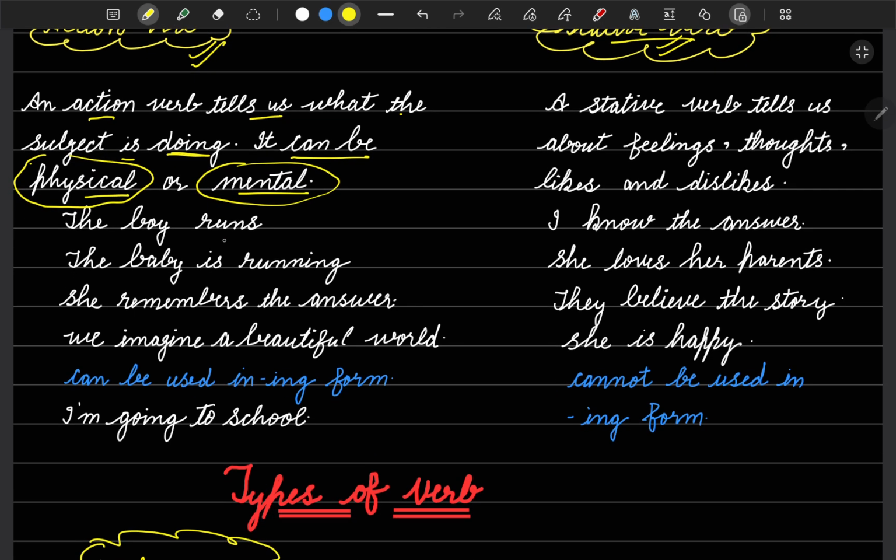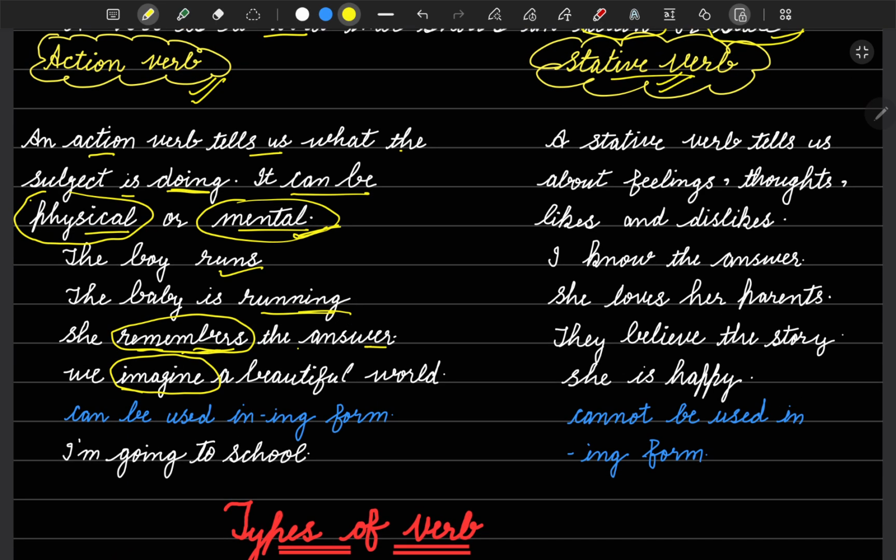For example, the boy runs. It is a physical verb. The baby is running. She remembers the answer. Remembers, recall, it is a mental verb. We imagine a beautiful world. Imagine again is a mental verb. So what is an action verb? An action verb tells us what the subject is doing, and our work can be physical or mental.